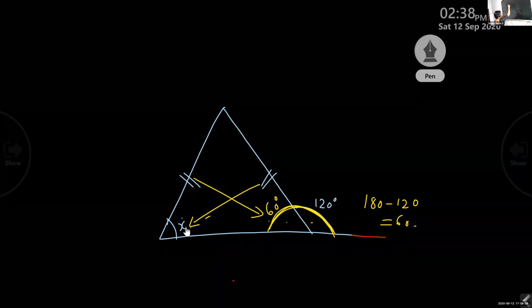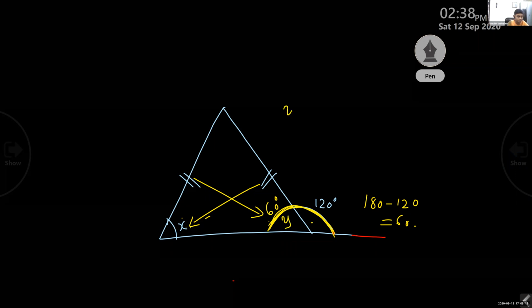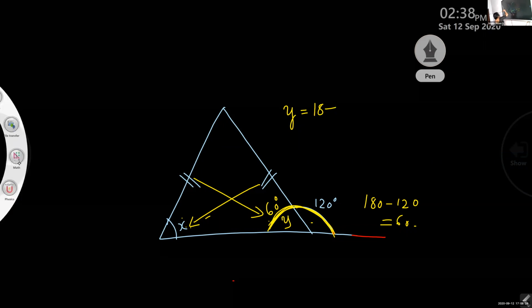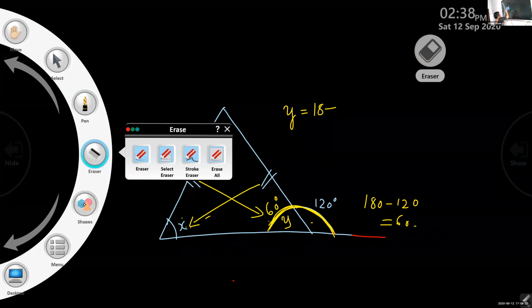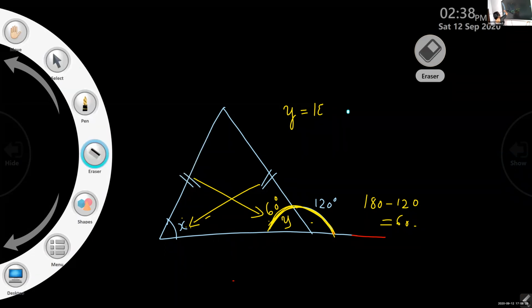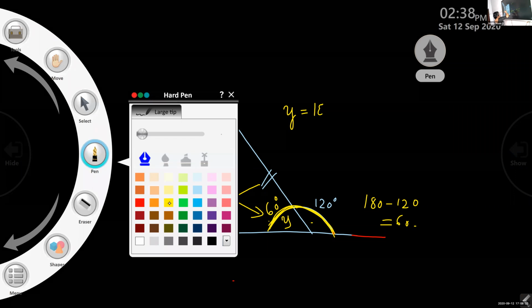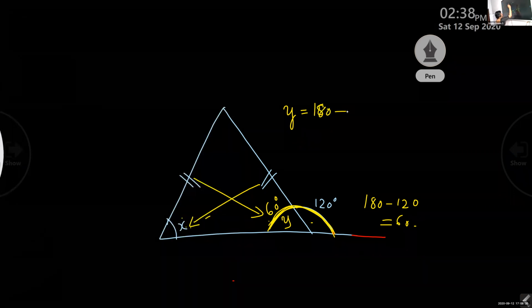Okay, so we'll write with the reason. I think no letter was given, no? Nothing was given. So you can put a letter over there, we can make it y. Okay. So you write y is equal to 180 minus 120, that is 60 degree. What is the reason? Reason, linear pair.